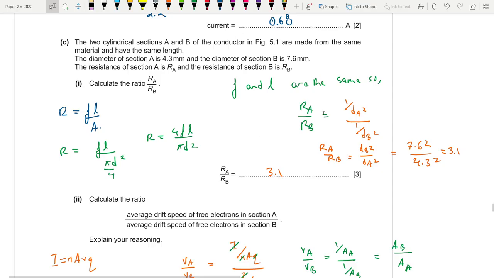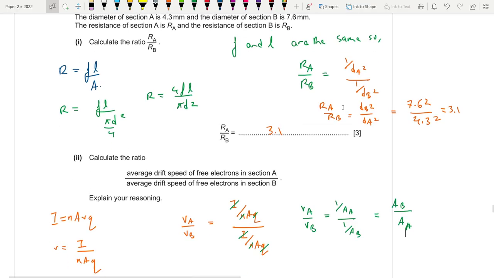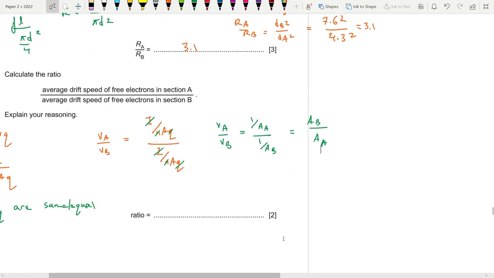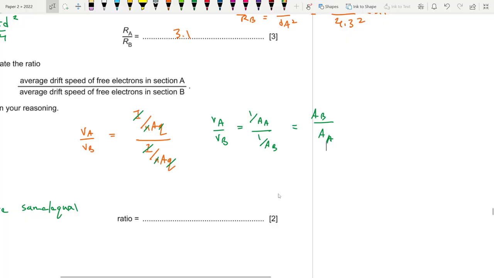Now, isn't that exactly what we did over here, kind of? Because check this: VA by VB. What is area? Area is essentially pi d squared by 4, right? Since it's a circle. So area was pi dB square by 4 divided by pi dA square by 4.